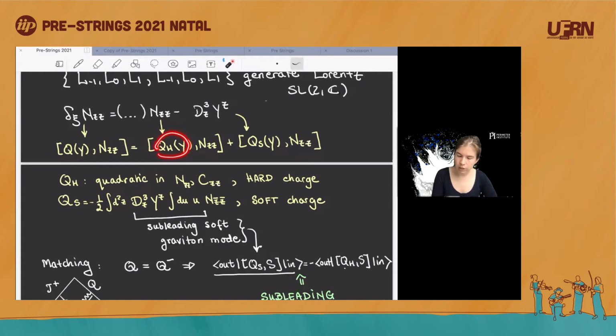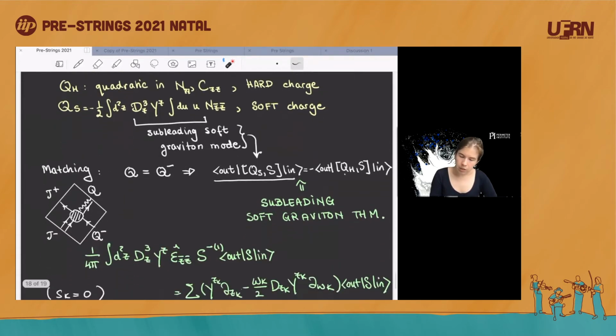One of them we call the hard charge, which has to be nonlinear, so quadratic in NZZ and CZZ in order to generate this linear action. So this can be seen using the canonical commutation relations obeyed by N and C. And the other piece of the charge is called the soft charge, which has to be linear in NZZ in order for it to generate such a shift.